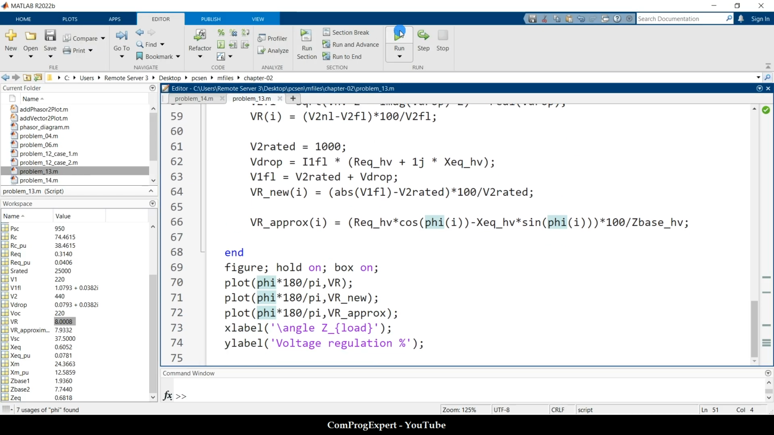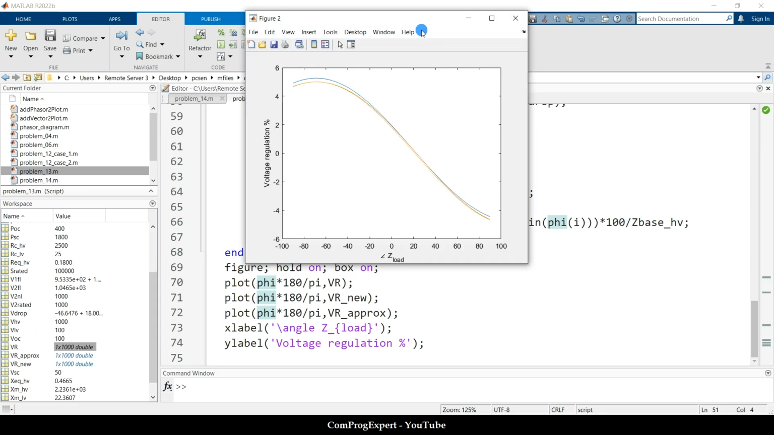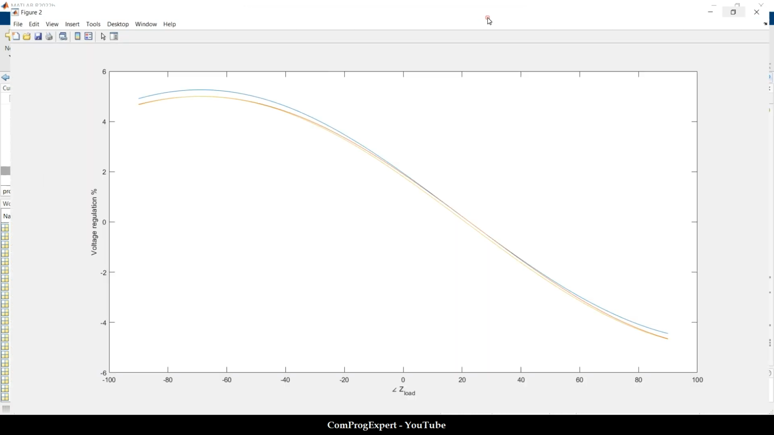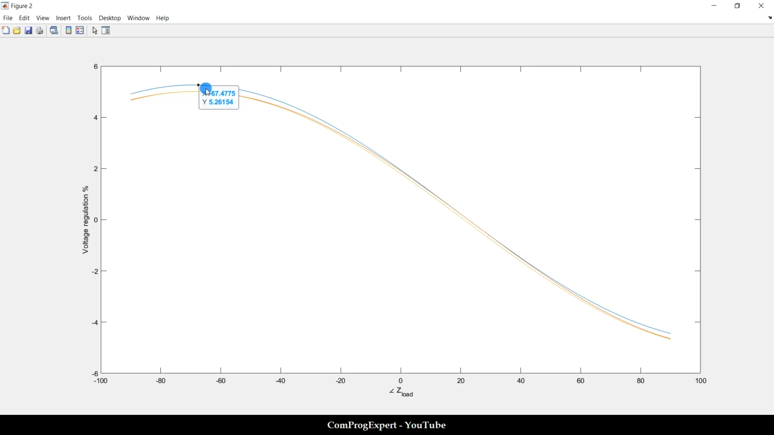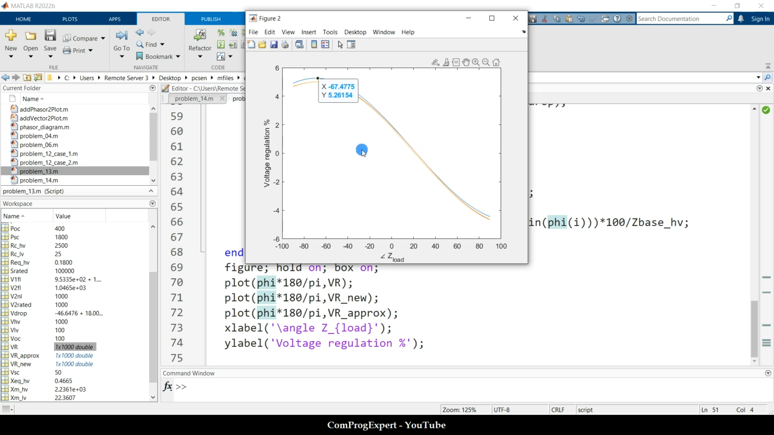So let me run the code. Here you can see the variation of the voltage regulation as a function of the load impedance angle. Yes, here we have maximum regulation that occurs for an inductive load, zero voltage regulation occurs for a capacitive load. And for pure capacitive load, we have minimum voltage regulation.